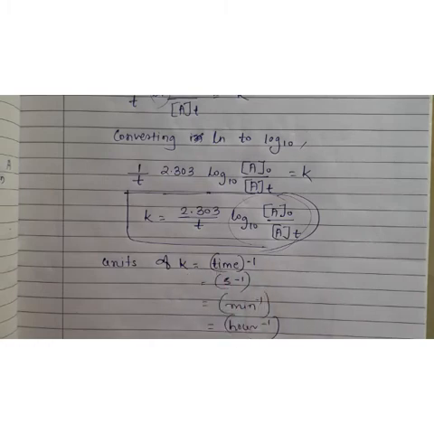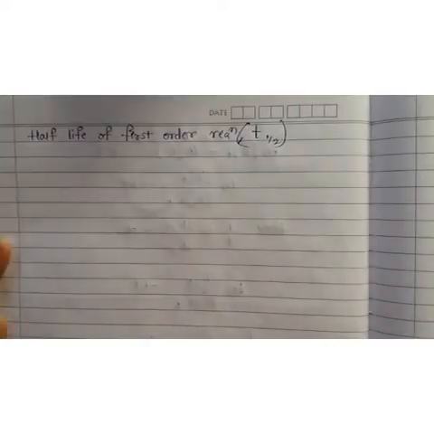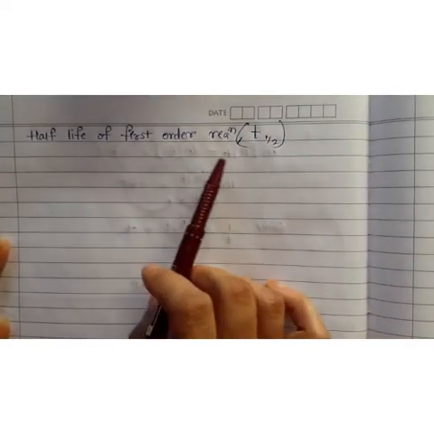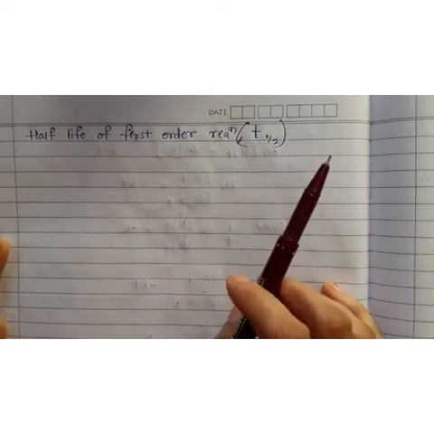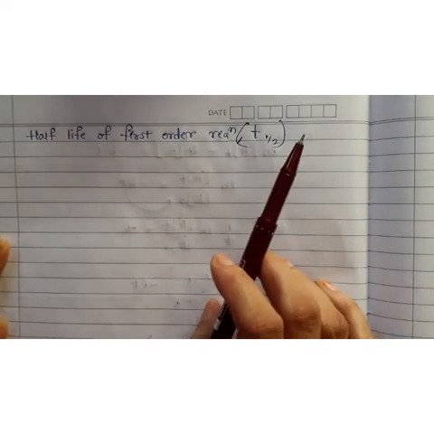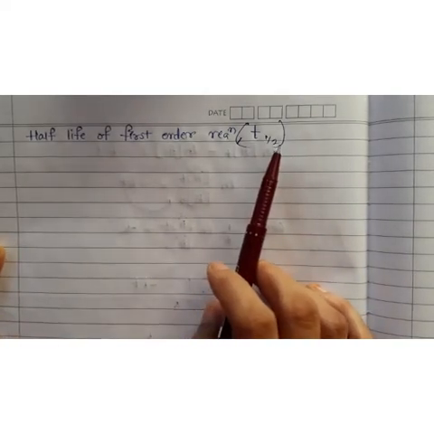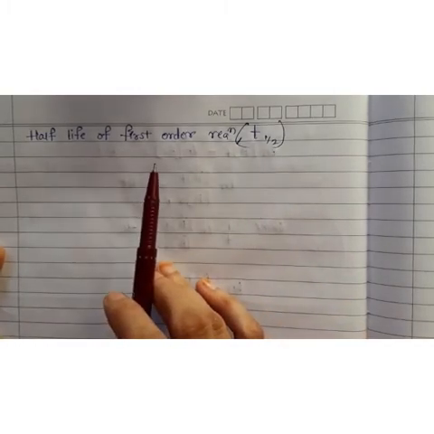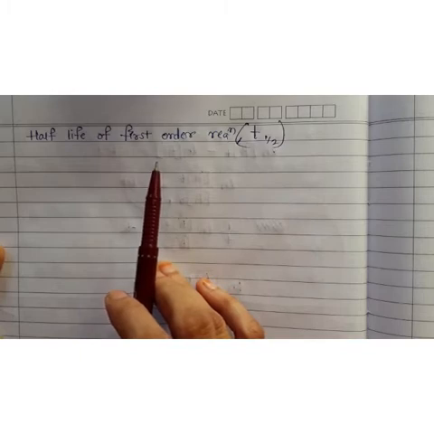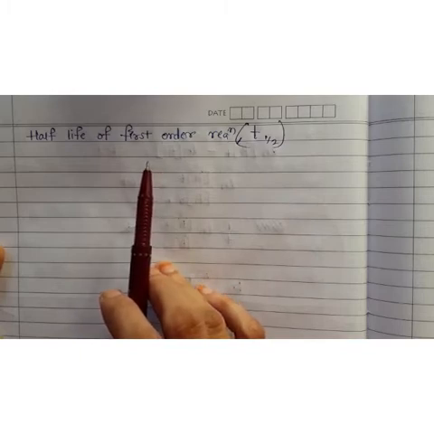Now let us see the half life of the first order reaction, that is T half. Let us see what is meant by half life of a first order reaction and how to find half life. So T half means what? Half life of a reaction. We know radioactive reactions or processes follow first order kinetics. The half life of a reaction is the time required for the reactant concentration to fall to half of its initial value.